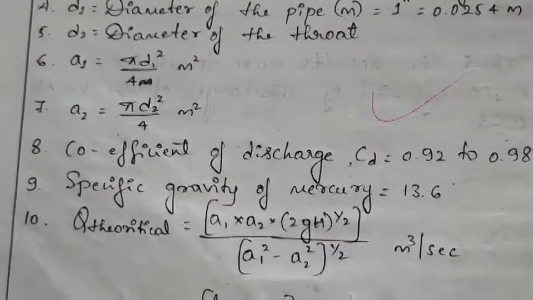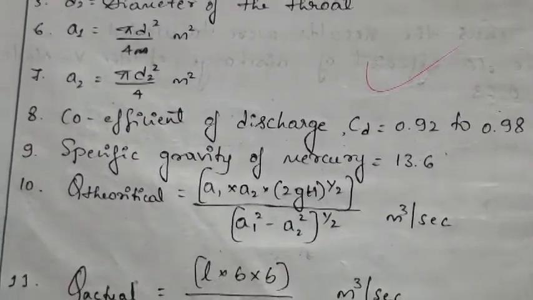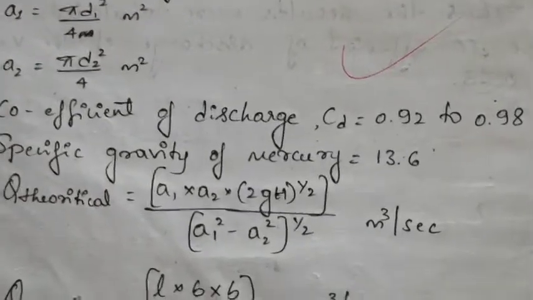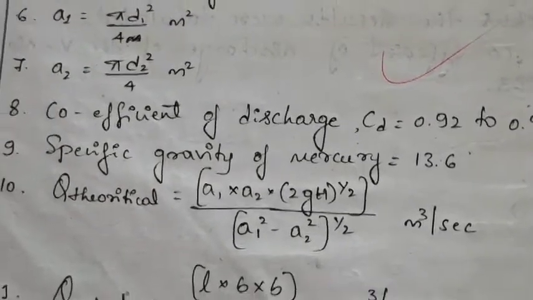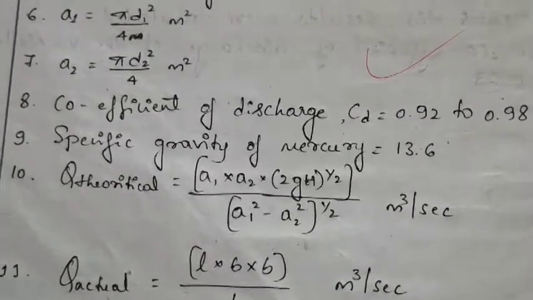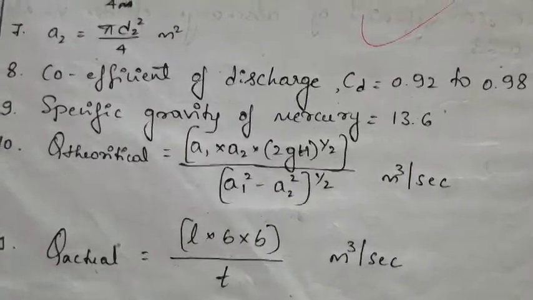A1 and A2 are the cross-sectional areas of the pipe at the convergent section and at the throat, G is acceleration due to gravity, and H is the head of water in meters. This equation gives the answer in meter cube per second, like Q actual.